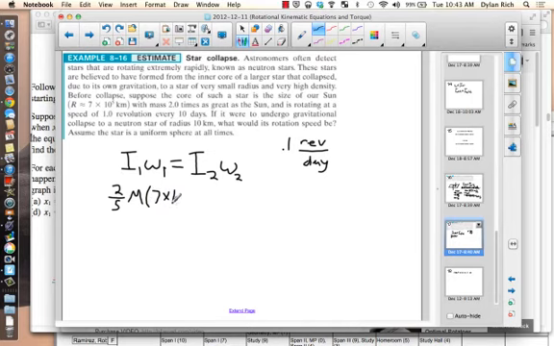7 times 10 to the 5th, which normally I'd convert into meters instead of kilometers, but I'm leaving it in because I think it's going to work out, and I'll show you why it's going to work out if I just leave it in kilometers. Okay. Equals, now it's a new sphere, a smaller sphere. Oops, I forgot something. 2/5 mr squared times omega. Now omega is in revolutions per day. Okay, I should convert that to radians per second normally, but I'm going to leave it in revolutions per day.